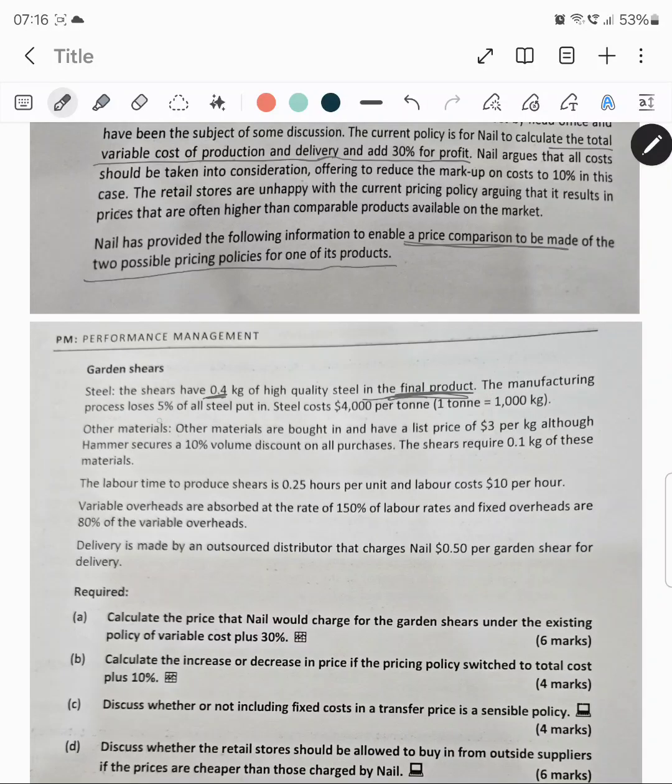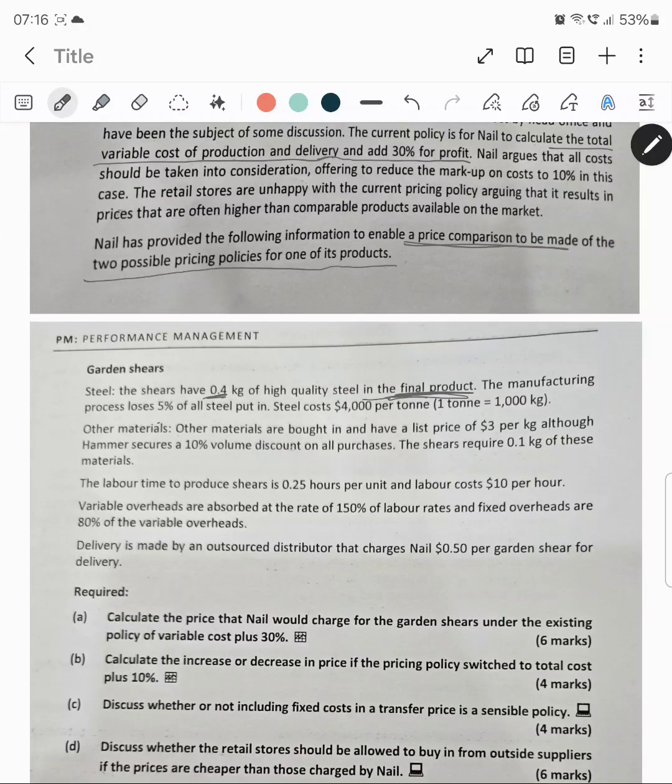The manufacturing process loss is 5%, so we'll need to calculate the gross value of the steel used. This is the net value. Net means the gross minus the process loss, and then you're getting 0.4 kg. So we need to find the gross value of how much input of steel was there.